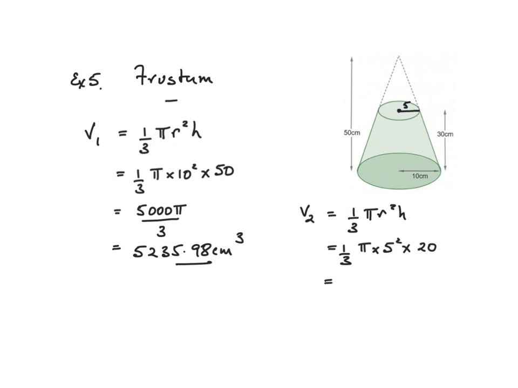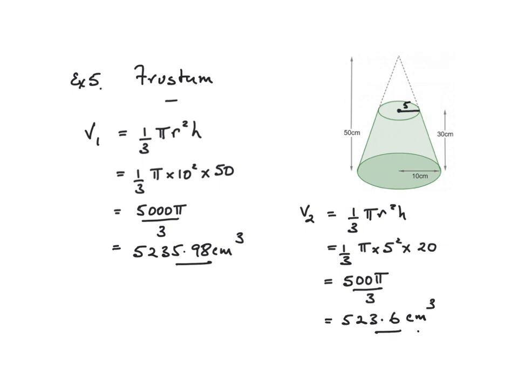Now, 5 squared is 25, times 2 is 50, times 10 is 500. So what we have here then is 500 pi over 3. And if we turn to our calculators, we get the answer 523.6 centimetres cubed.